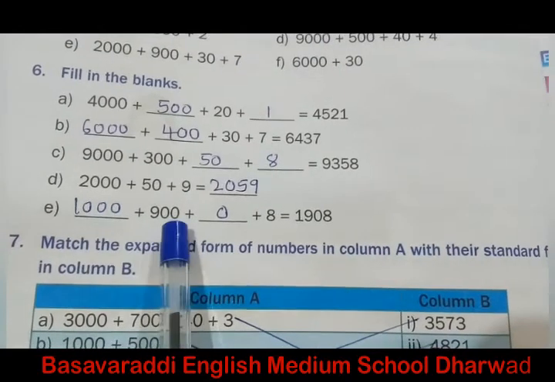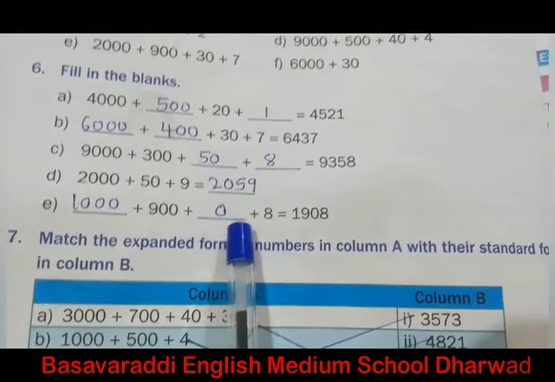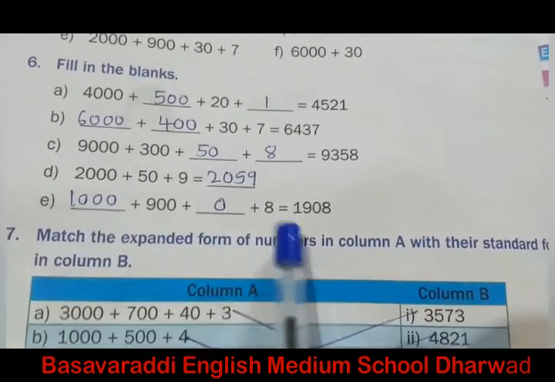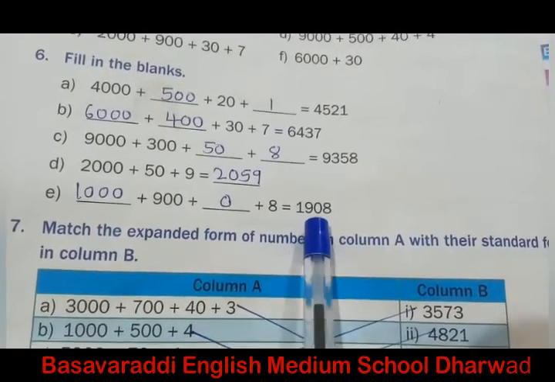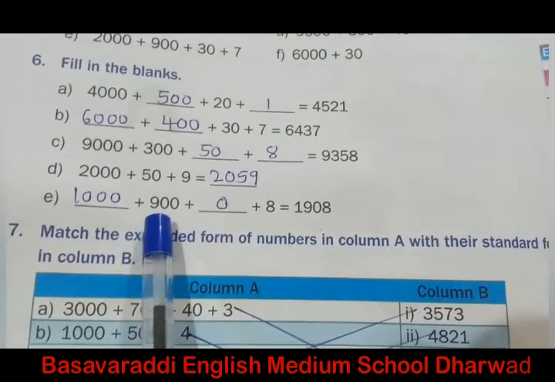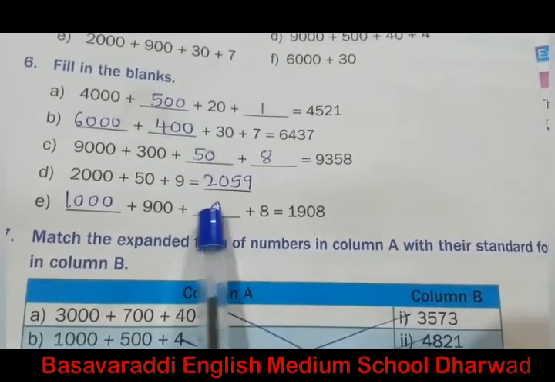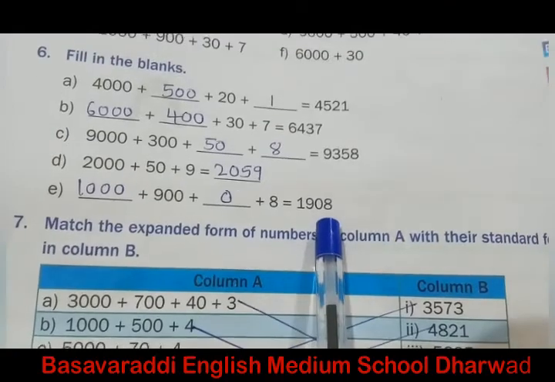Here it is missing, 2 zeros are there, here also missing. So 1000, here it's the 1000 place, 9 is the 100 place, 9 into 100, that is 900. Tens place is nothing, so we are putting 0 and plus 8.